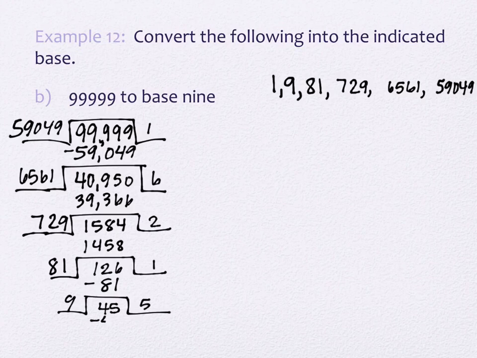5. And I get the remainder of 0, which is fine, but I can't stop, right? I still have to keep dividing by whatever powers remain. There's only one that remains, it's the 1. 1 goes into 0 0 times. And my answer is right here.